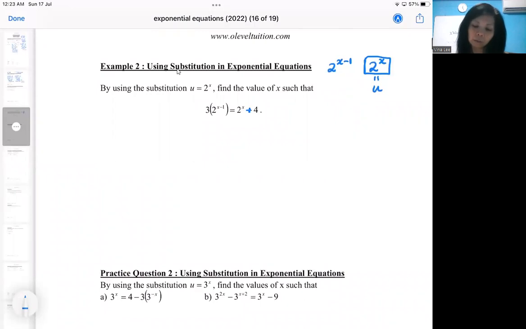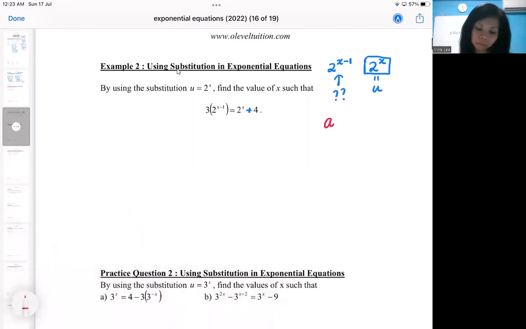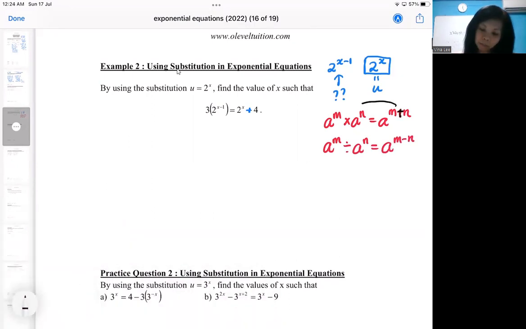And then you got to learn to break the other one. Usually the breaking has got to do with our indices rule. Most of the time it is this one. So we are going to break the plus into a multiplication, and we're going to break the minus into a division. This part is not so easy because you got to think backwards.